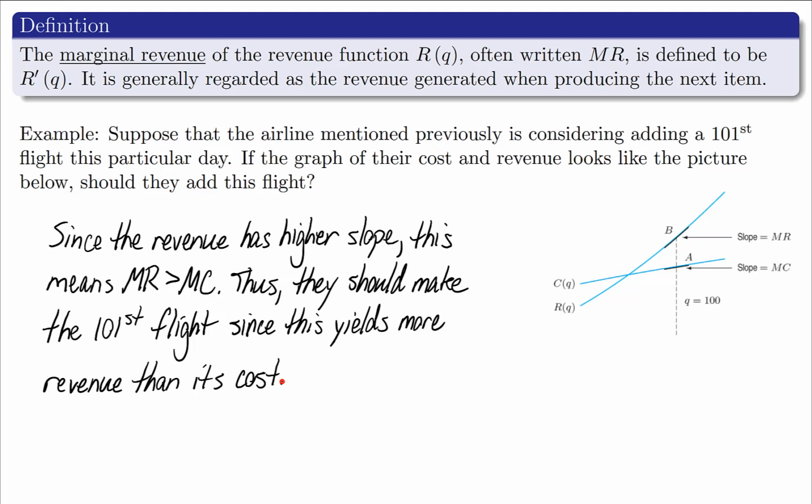Even if the costs were higher for that 100th flight, if the revenue of the 101st flight is better than the cost of the 101st flight, they should still make that 101st flight because they will make more money on that flight than it cost them. Even if the overall picture says that the cost is higher, it's making the loss less. So it's better to move forward if the marginal revenue is higher, no matter what is going on in the overall revenue and cost functions.